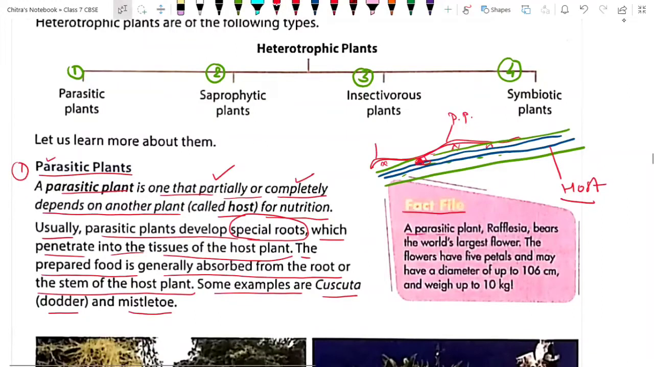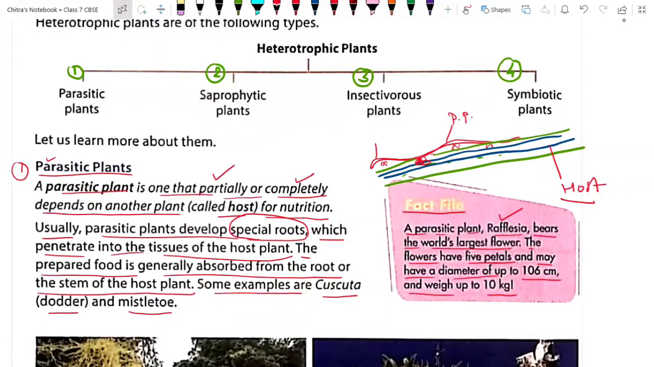A parasitic plant, Rafflesia, bears the world's largest flower, and the flower has 5 petals. Okay, just see, the world's largest flower is called Rafflesia, and it is a parasitic plant's flower. Just do remember that. This is the fact. The flower has 5 petals and may have a diameter of up to 106 centimeters and a weight of up to 10 kg.